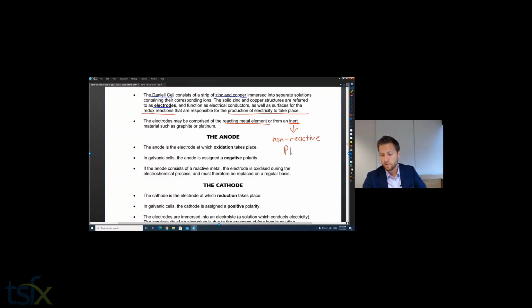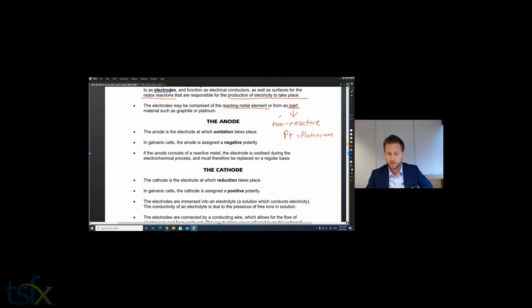Platinum is a good example of an inert metal, which is why they use platinum in surgeries. If you look at people who have plates and the like, titanium sometimes and platinum, they don't react with the body. Platinum can't be oxidized, it doesn't rust. Very expensive, but doesn't rust. So inert metals don't rust, they don't react. That term is expected to be known.